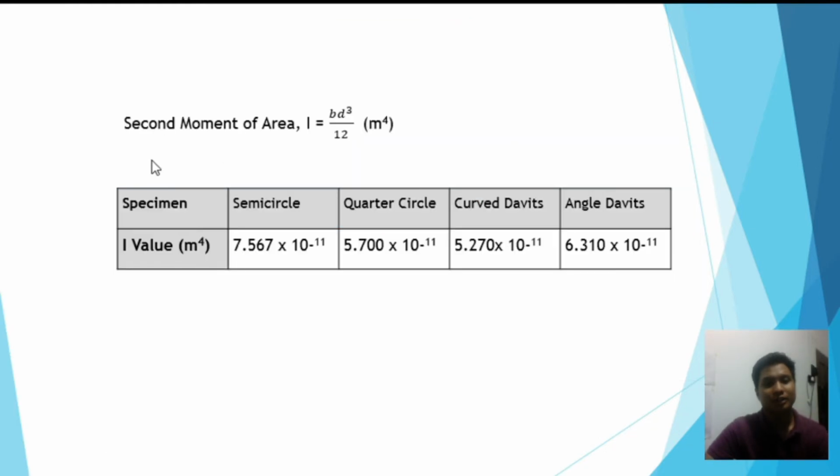So next, after we get the result, we can calculate the second moment of area using the formula. As you can see, the formula is B D to the power of 3 divided by 12. B is the breadth of the section, while D is the depth of the section. After that, we can calculate the I value for the second moment of area for each specimen. Here are the values of the second moment of area for each specimen.